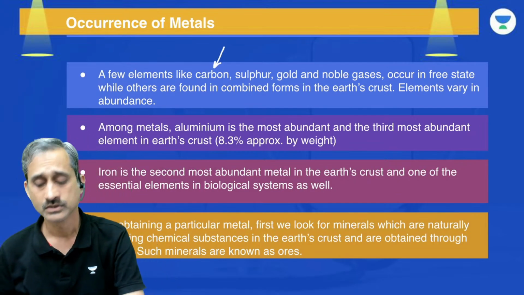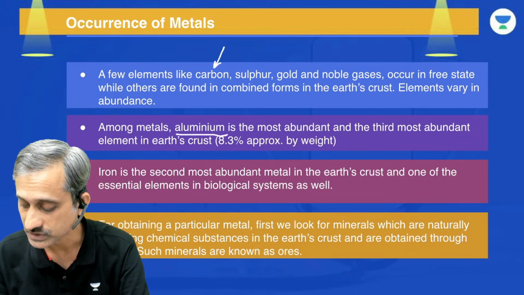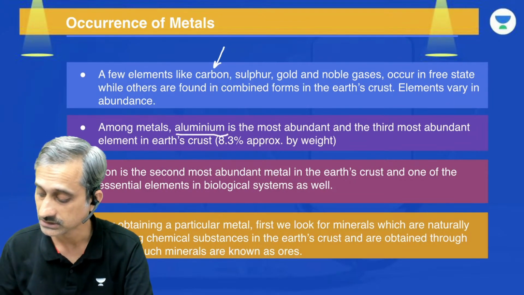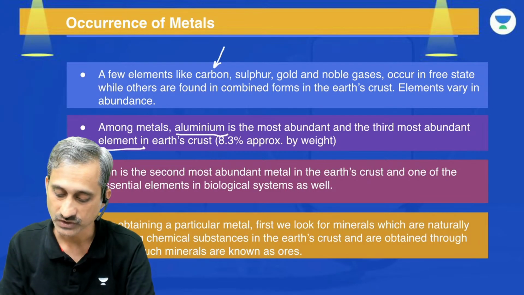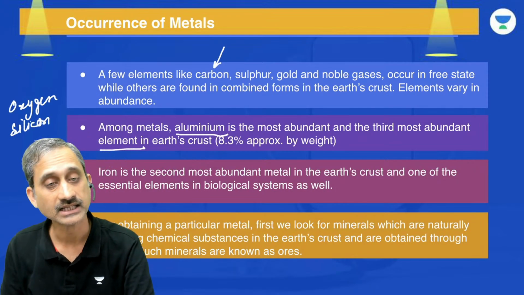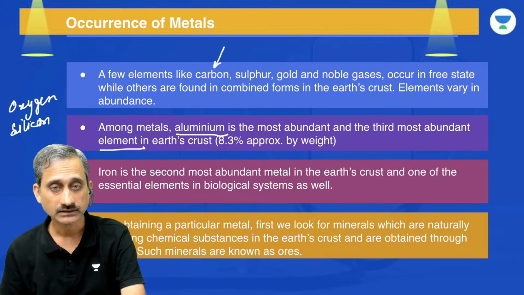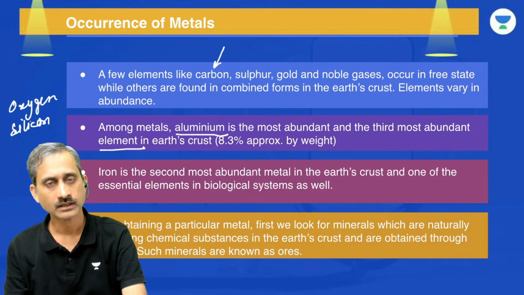Okay. So amongst metals, aluminium is the most abundant, and the third most abundant element. The first one is oxygen in the earth's crust. Second one is silicon. Third one is aluminium. And iron is the second most abundant metal. Clear?